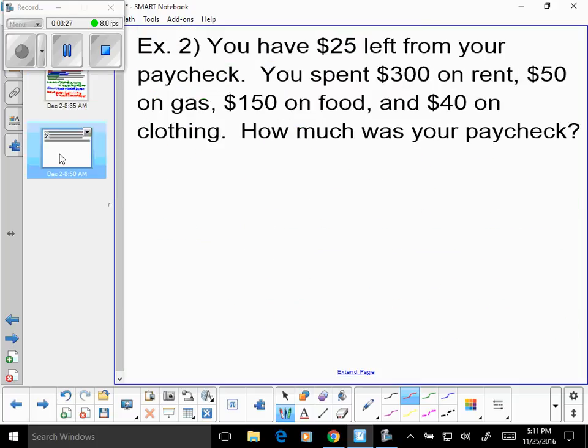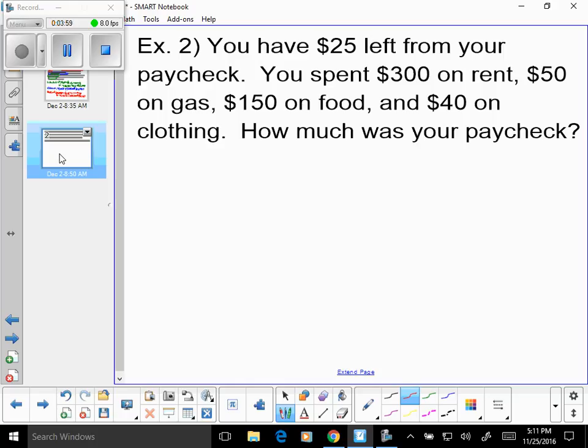Example 2. Some students tell me this doesn't make sense to do it this way. I know, it's a little artificial. You have $25 left from your paycheck. You've spent $300 on rent, $50 on gas, $150 on food, and $40 on clothing. How much was your paycheck? Most students tell me, well, Miss Scouten, you just add up the 300, the 50, the 150, and the 40. And then you add it to the 25. And to be honest, yes, you do.